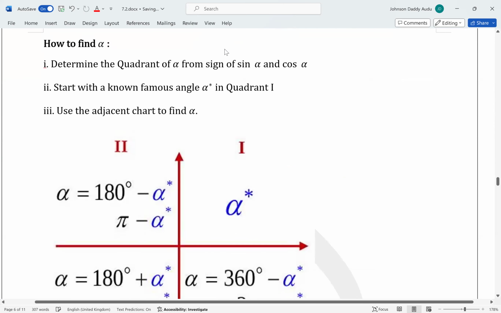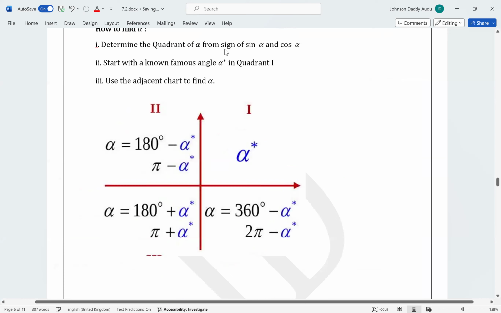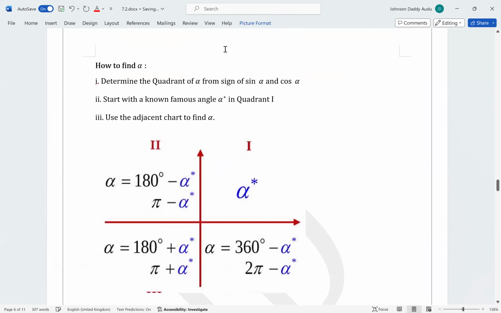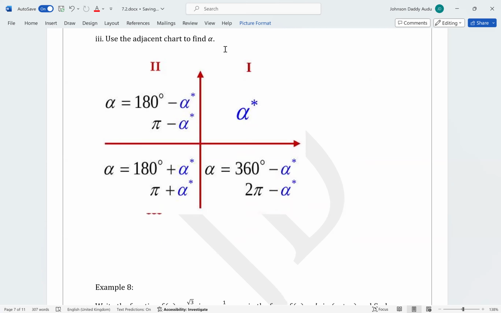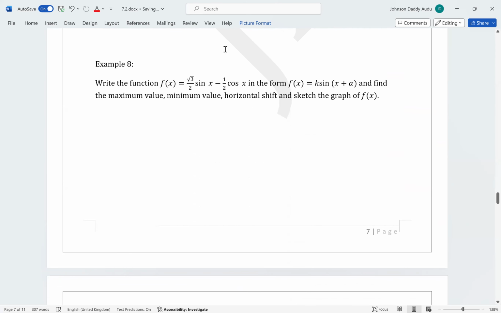Now, to find the alpha, we will need to use these quadrants, this chart here, which we will discuss later. It's just like the reference angle chart. So here we'll use alpha is 180 minus alpha star. Alpha here is 180 plus alpha star. And here is 360 minus the alpha star. So we'll take an example and demonstrate with that.